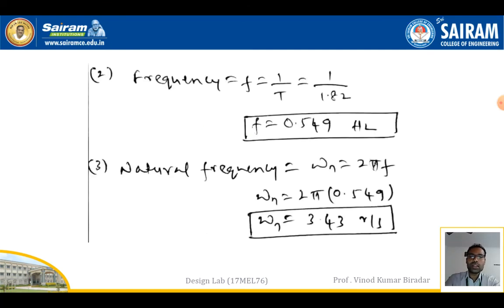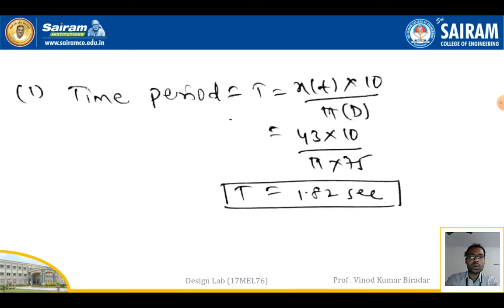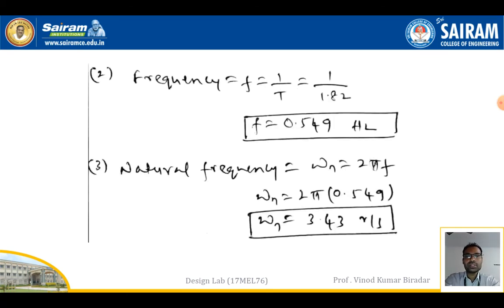Once you calculate omega n, write all these values in the result sheet also. Time period t equals 1.82, frequency equals 0.549, and natural frequency equals 3.43. This is about the result. In the result column, you note down this.